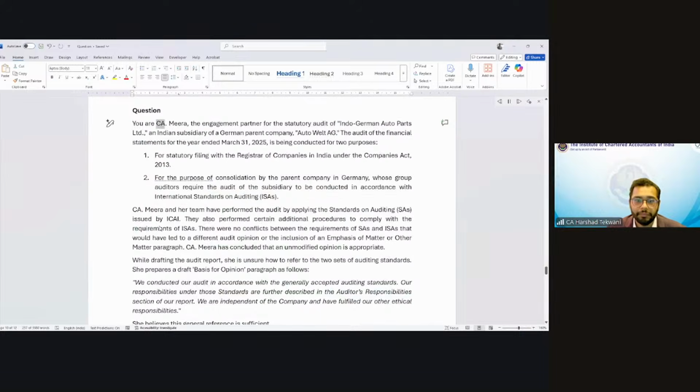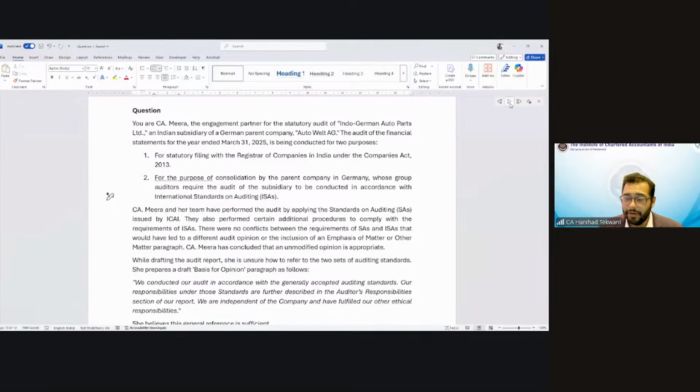You are CA Meera, the engagement partner for the statutory audit of Indogerman Auto Parts Limited, an Indian subsidiary of a German parent company, Auto Welt AG. The audit of the financial statements for the year ended 31st March 2025 is being conducted for two purposes. First, for statutory filing with the Registrar of Companies in India under the Companies Act 2013. Second, for the purpose of consolidation by the parent company in Germany, whose group auditors require the audit of the subsidiary to be conducted in accordance with International Standards on Auditing, the ISAs.